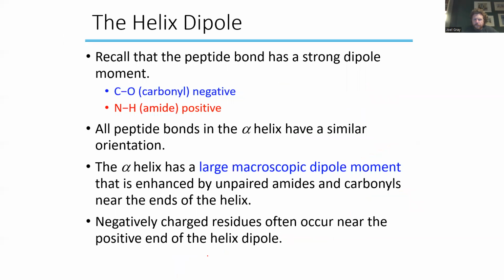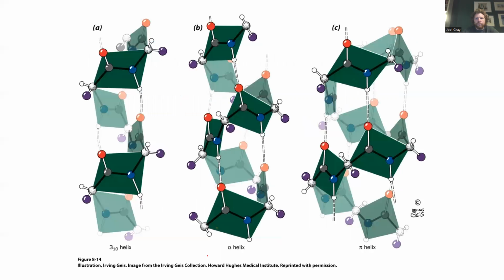Now, we have this thing called a helical dipole. The peptide bond has a strong dipole moment, a carbonyl negative and amide positive end. All peptide bonds in the alpha helix have a similar orientation, and the alpha helix has a large macroscopic dipole moment that is enhanced by unpaired amides and carbonyls near the end of that helix. So the negatively charged residues often occur near the positive end of that helix dipole.